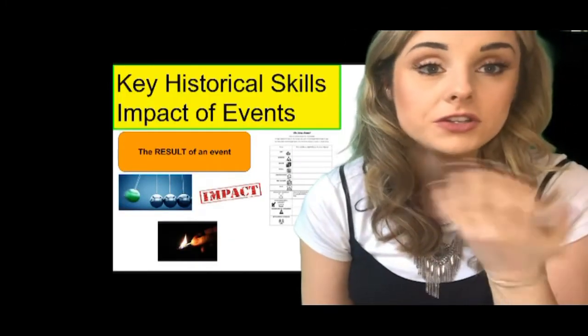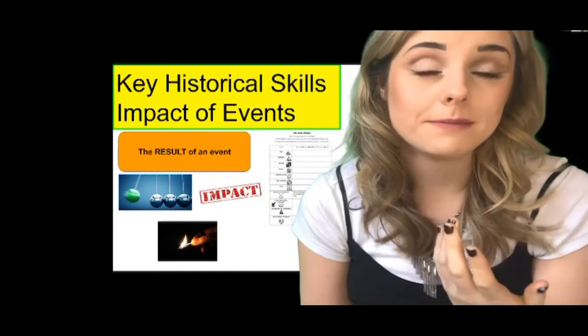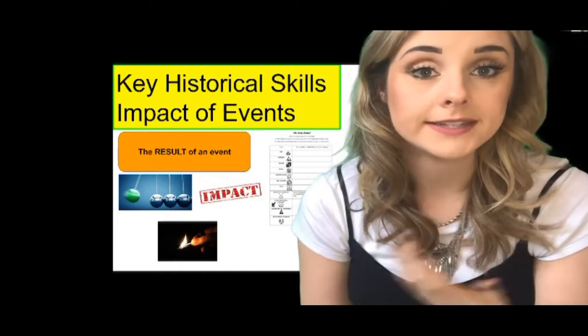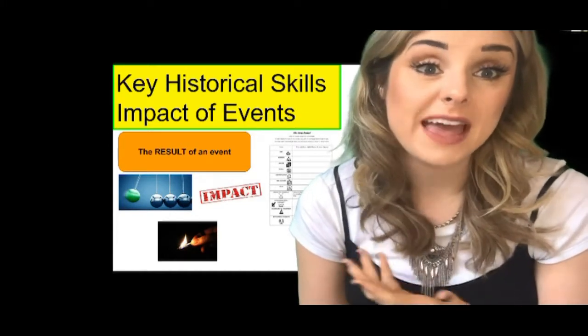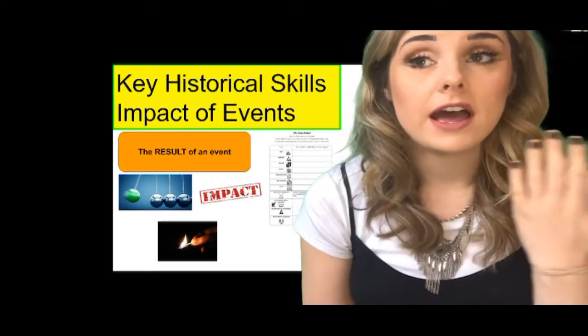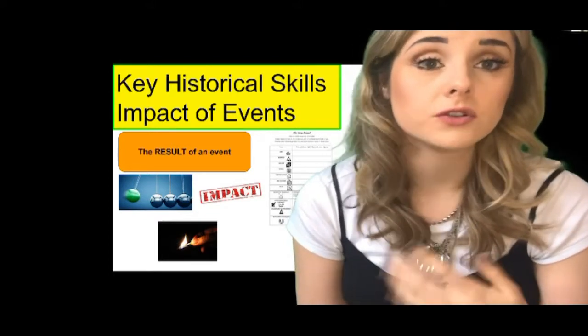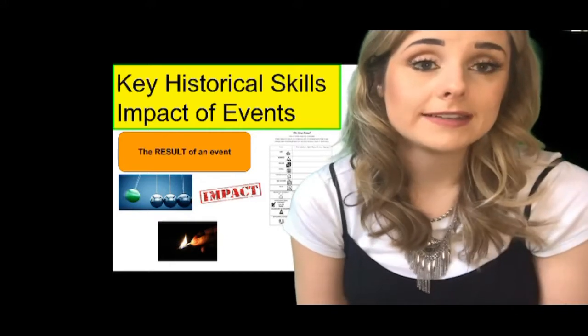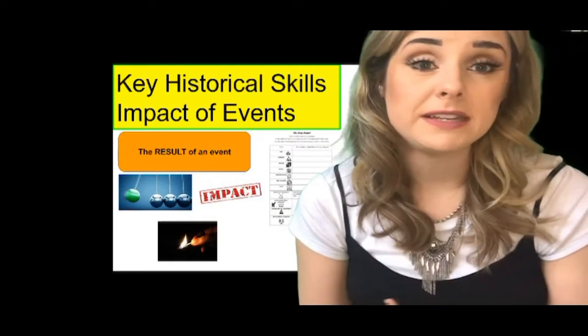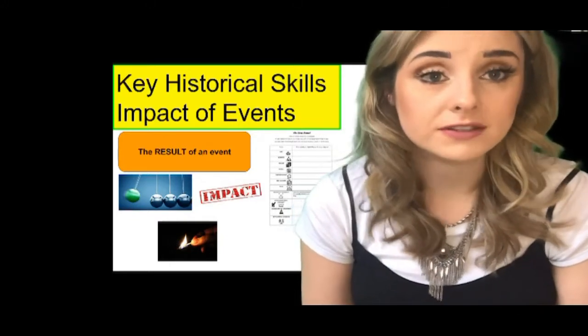Okay, so now that we've looked at the causes, why things happened, why the barons made King John sign the Magna Carta, now I want to think about the result, the impact of events. A lot of historians talk about cause and consequence, or cause and impact. So cause is why things happened; impact, or consequence, basically means the result of it, what happened because of that event.